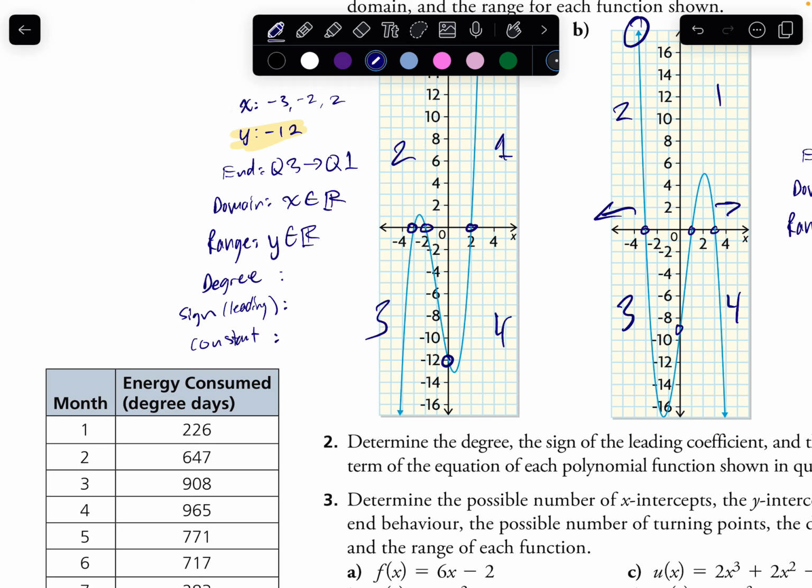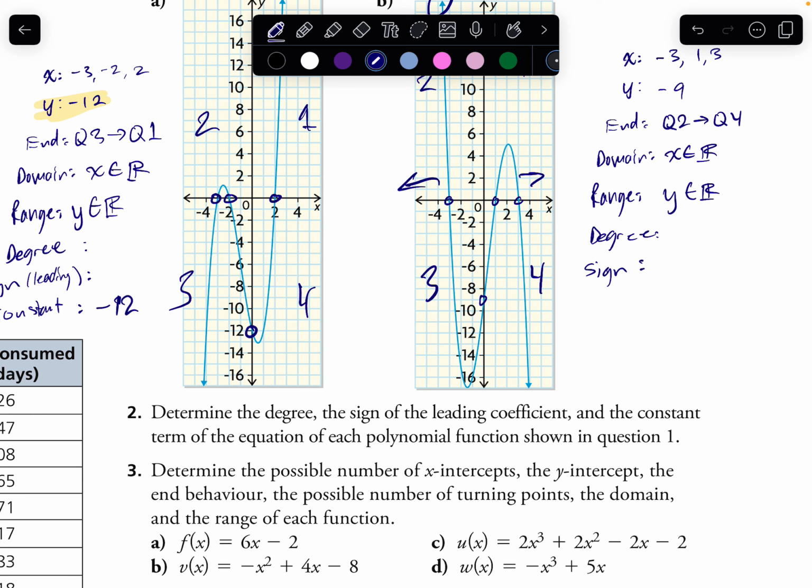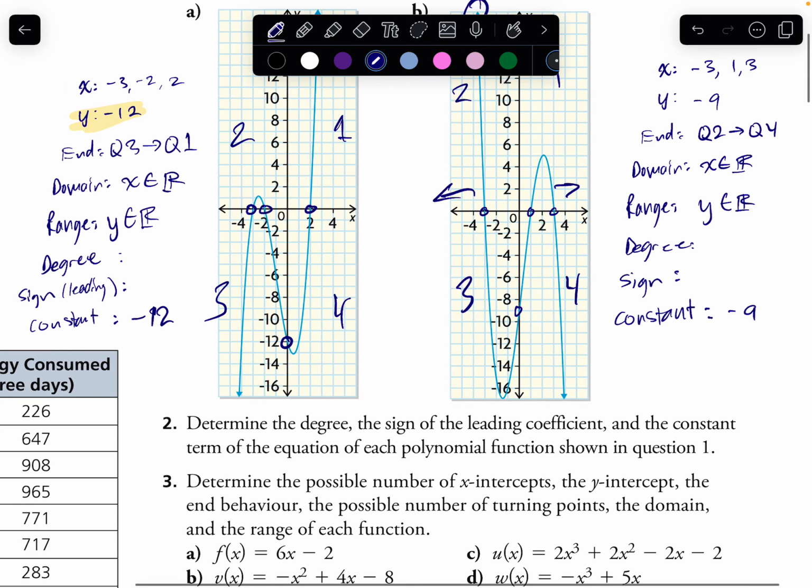But because of that, we can just go immediately and put -12 here, come over here, and put, what's the degree, sign, and constant, and put -9 here as well. Just fill those in quickly. It's pretty much a useless question to have.